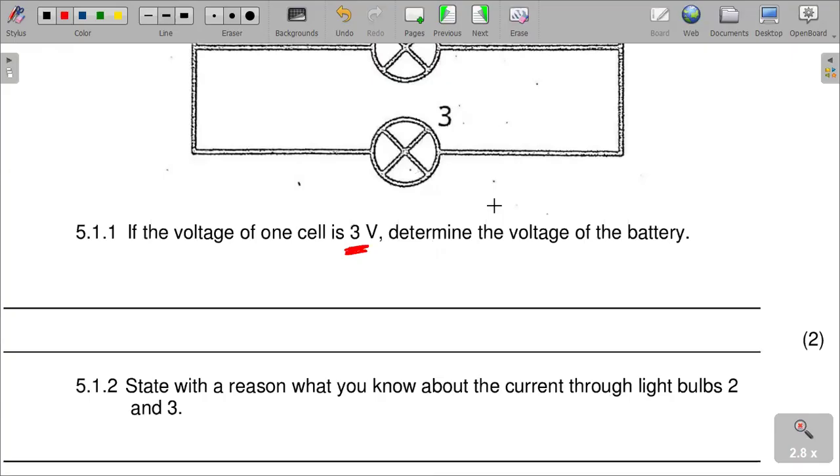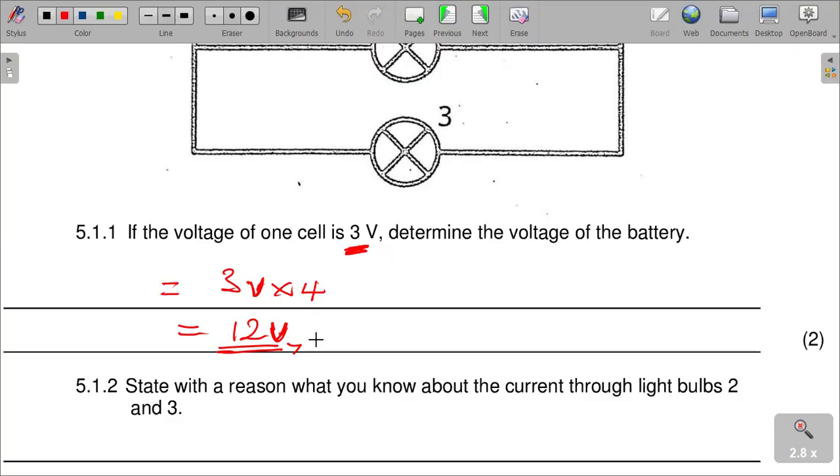So this question determines the voltage of the battery. The voltage of the battery, this is equal to what? This is equal to 3 volts times 4. And then we can get this is equal to 12 what? 12 volts. As to say, the voltage of the battery is equal to 12 volts.